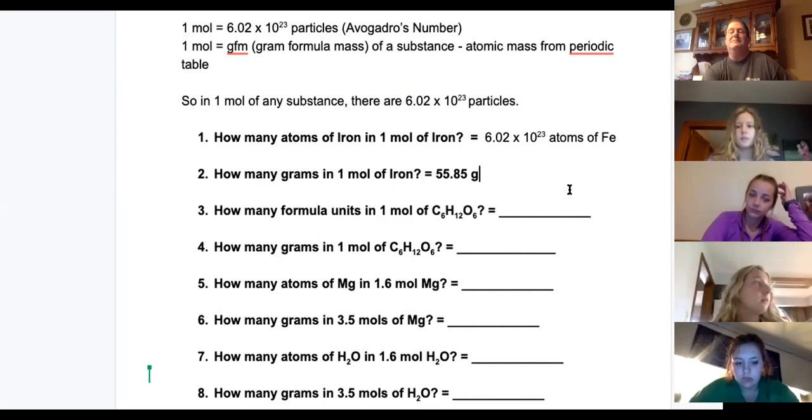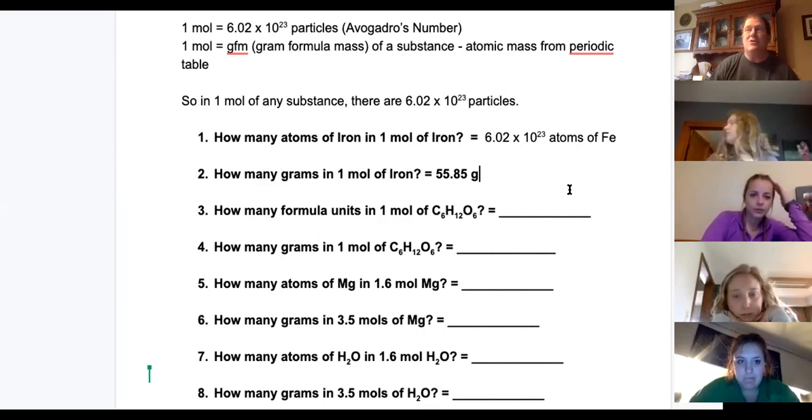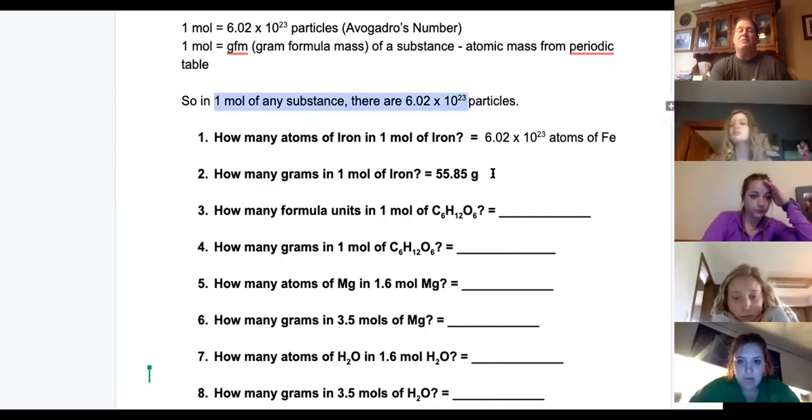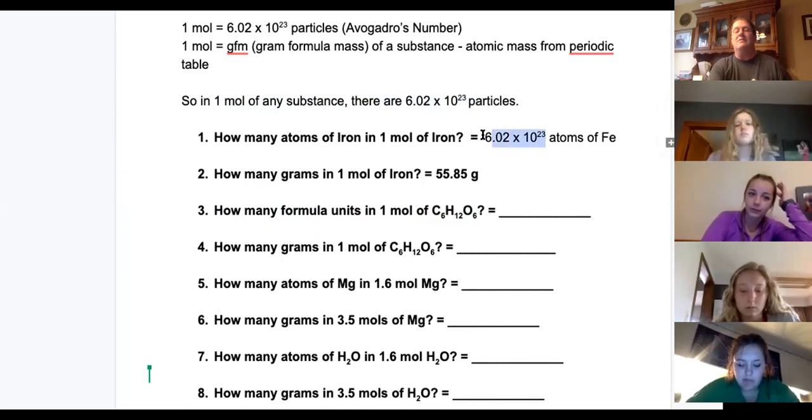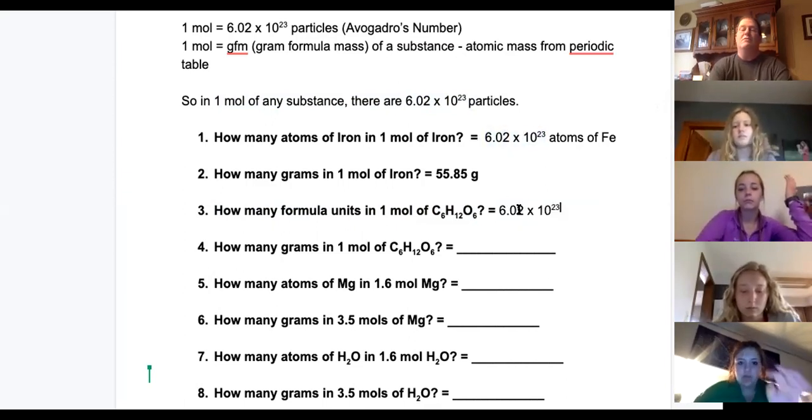Lexi? It's kind of like asking, if I had a dozen eggs, how many eggs do I have? How many are in a dozen? 12. Okay. If I had a dozen cookies, how many cookies do I have? 12. Yeah. If I have 1 mole of anything, I have that many particles. So how many particles do I have in 1 mole of sugar? 6.02 times 10 to the 23rd. Yes, 6.02 times 10 to the 23rd.